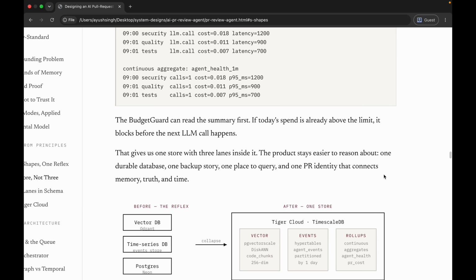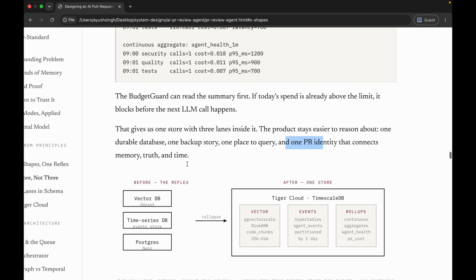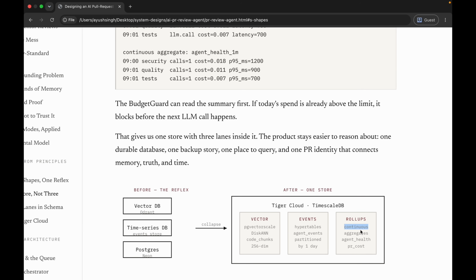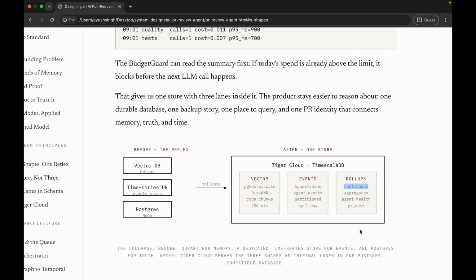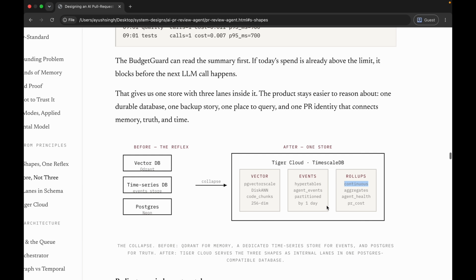So it gives us one durable database, one backup story, one place to query, and one identity that connects memory, truth, and time. Previously we had three different databases. Now we have one store where, using pgvector, we can store all the chunks, and events, which help us store the time series data for observability, and then continuous aggregates for agent health and PR costs, so that we can monitor things very well. Even our agent for economics tasks can come and check whether we crossed the limit or not. That's right. Okay, perfect.